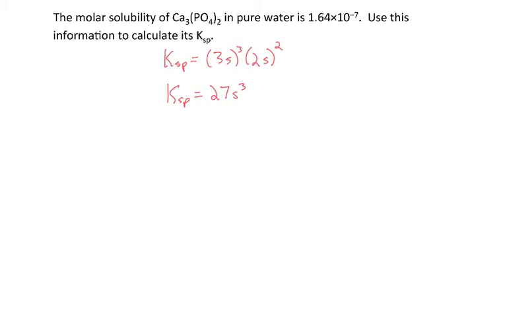And do the same thing for the 2S. So 2 squared is 4 S squared. So let me collect my terms. That comes out to be 108 S to the 5th. So now I can go ahead and plug in my molar solubility for S.